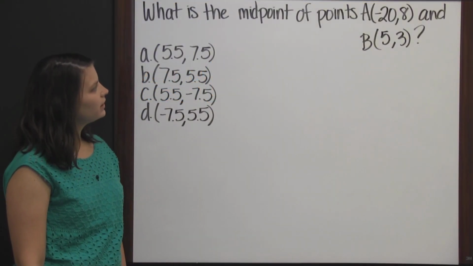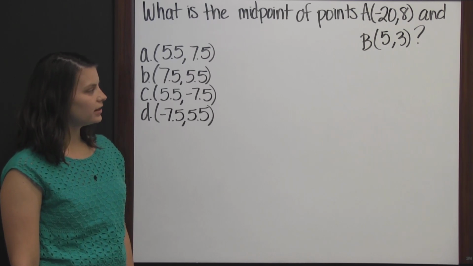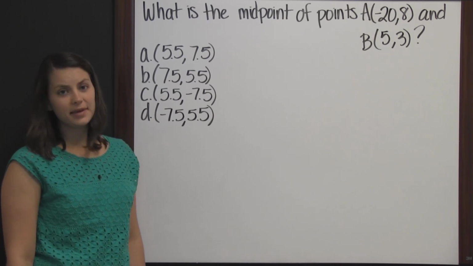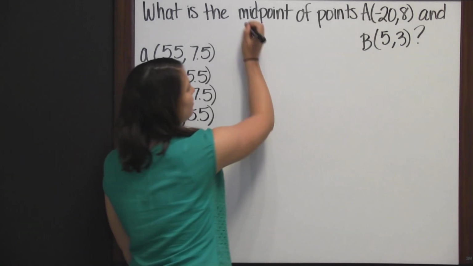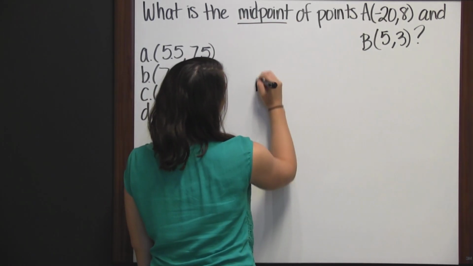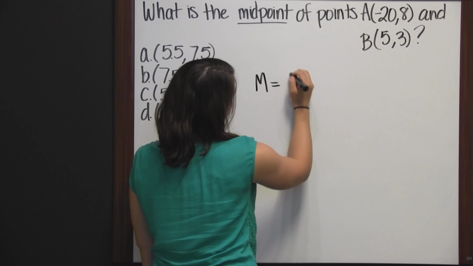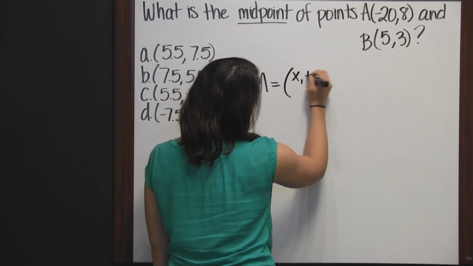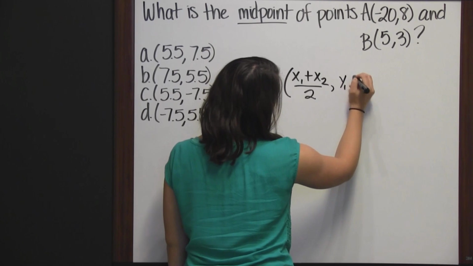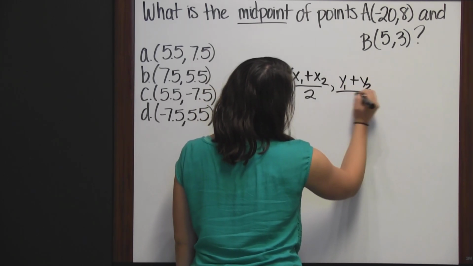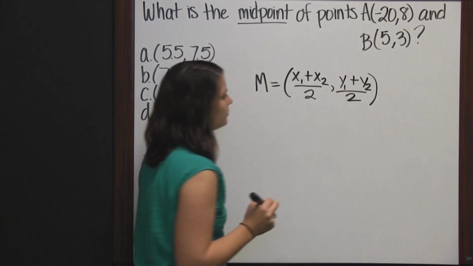What is the midpoint of points A, negative 2, 8, and B, 5, 3? To find the midpoint, we can use the midpoint formula, which is x1 plus x2 divided by 2, then y1 plus y2 divided by 2.